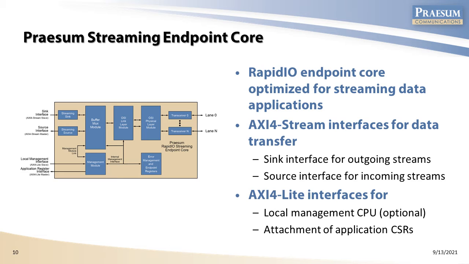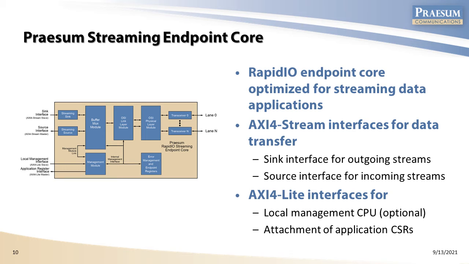The Praesum RapidIO streaming endpoint core is optimized for streaming data applications. The key interfaces include two AXI4 stream interfaces for transferring streaming data. There's a sink interface for outgoing streams and a source interface for incoming streams. In addition, there are two AXI-Lite interfaces.